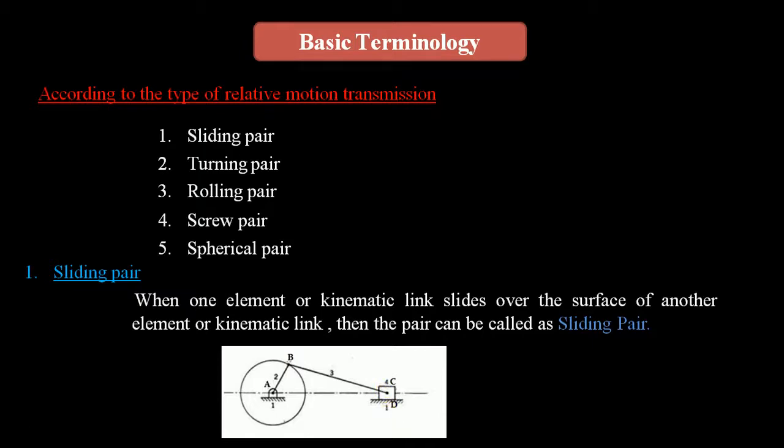So how can you say that? Means here, this fourth part can slide over the first part during the rotation of this crank AB. So then we can say that link 4 and link 1 form a sliding pair.